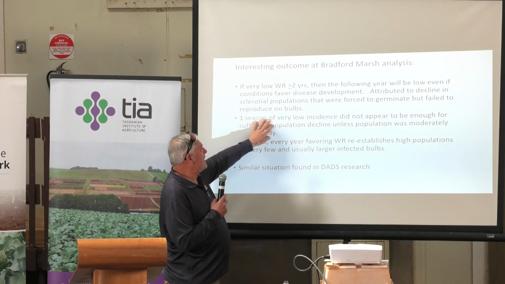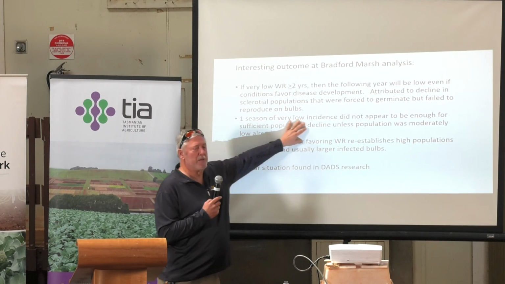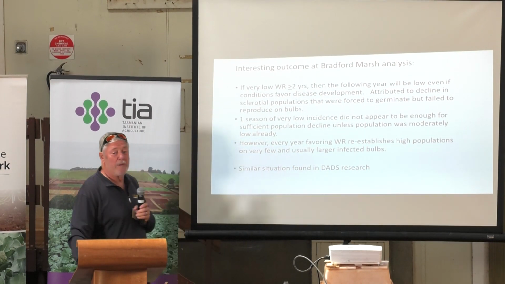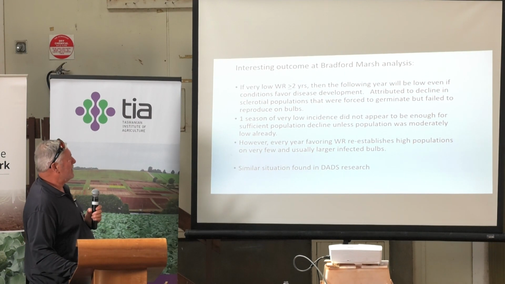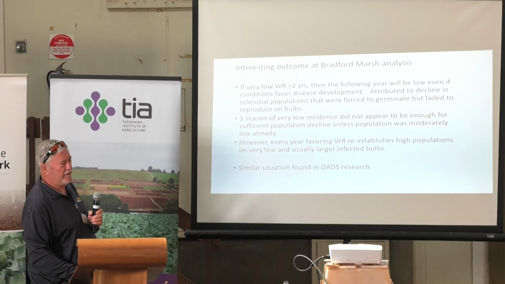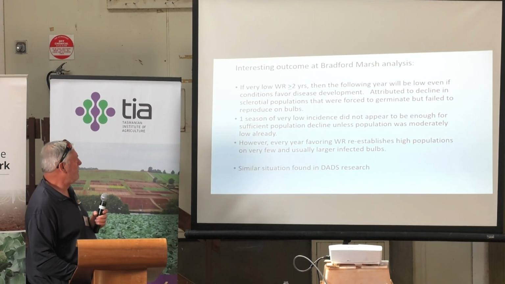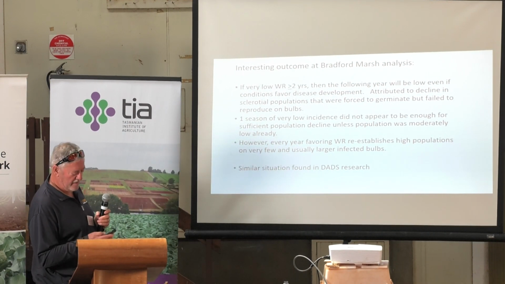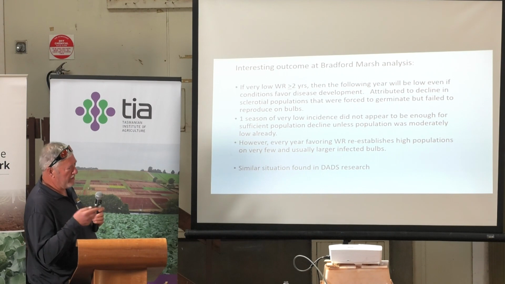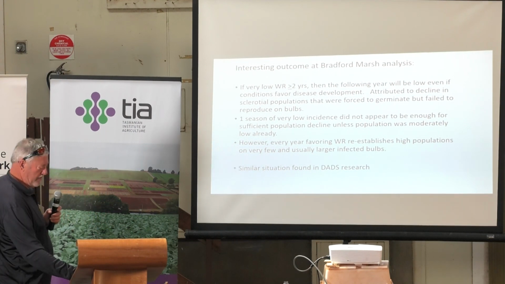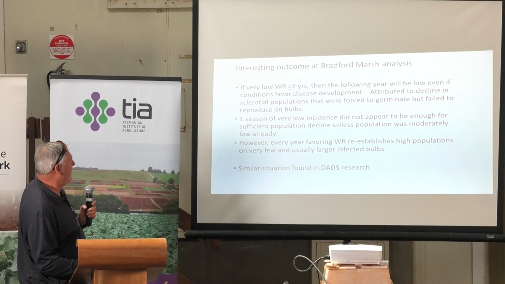Unfortunately, even one season from a very low incidence is enough to build those numbers back up. And so the fourth year, you have populations right back at you again. Even in one year of very low white rot, the fungus will over-reproduce on those few plants that die.